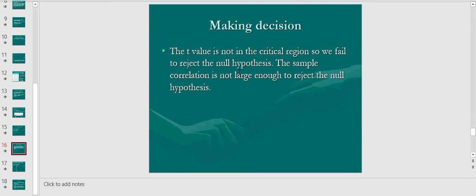In all hypothesis testing procedures, whether the z-test, the t-test, comparing the means, or comparing the correlation, we have to proceed with hypothesis testing through these four steps.